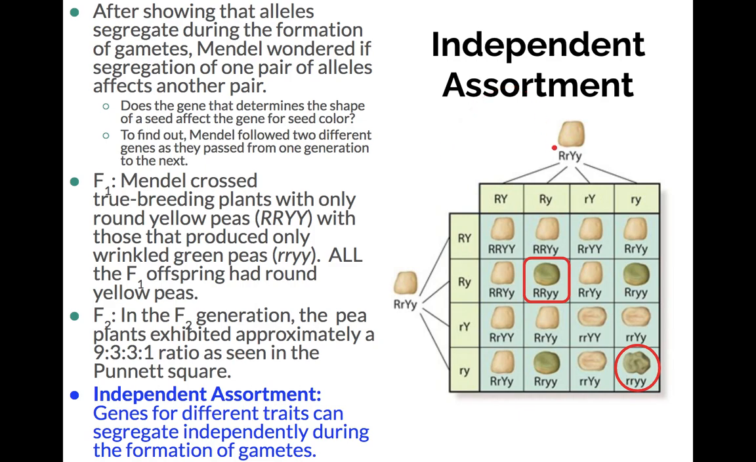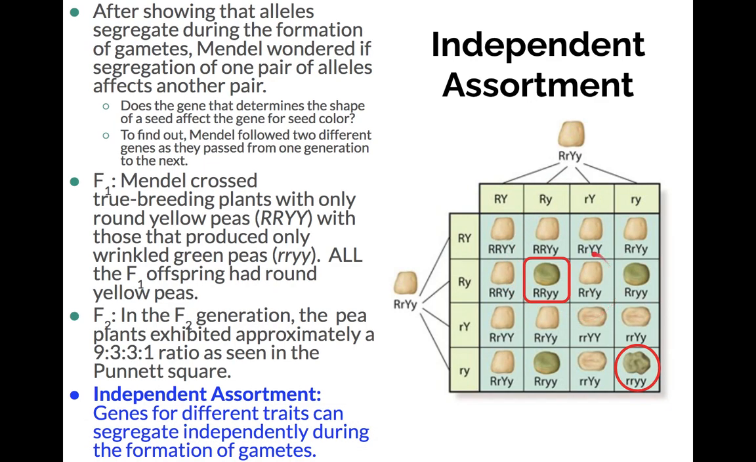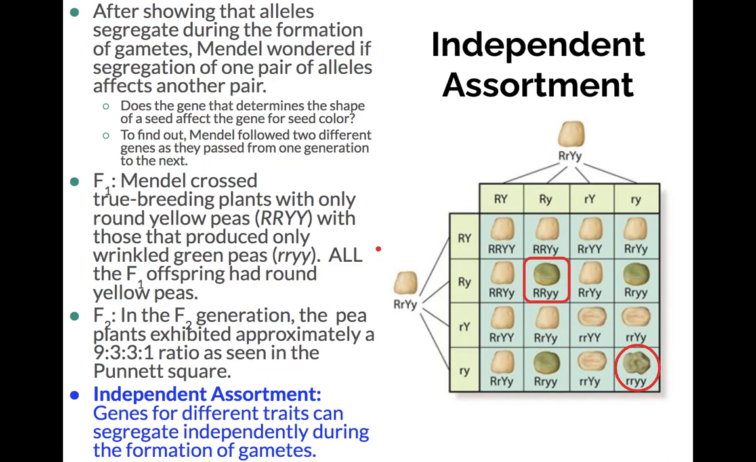So, in this case, if we look here at this picture, he's looking specifically at color, yellow or green, and seed shape, which was round or wrinkled, or smooth or wrinkled. So for F1, Mendel crossed true breeding plants with only round yellow peas, and those produced only wrinkled green peas, and all of the F1 offspring had yellow peas.